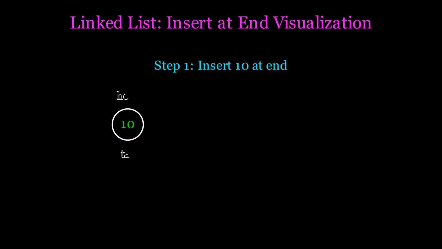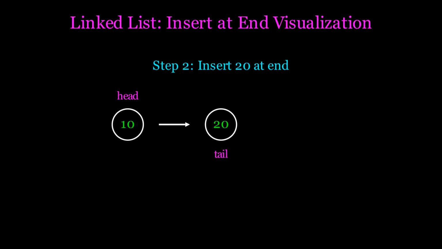Next, we will explore how to insert a node at the end of the linked list. In the first step, we will insert 10. Since the list was empty, this node becomes both the head and tail of the list. Next, we insert value 20. The new node is added at the end, and the tail pointer is updated to point to this new node. The first node now points to the second node.